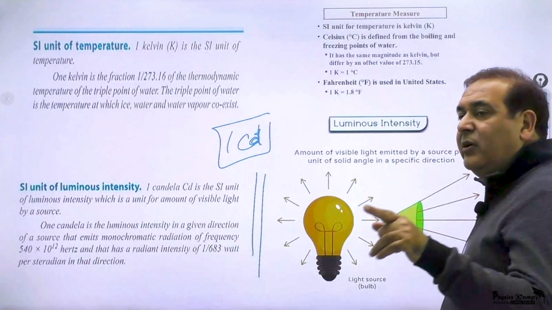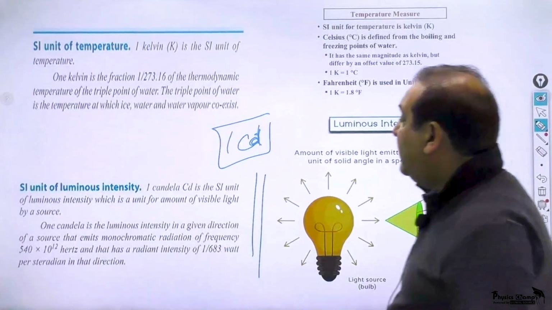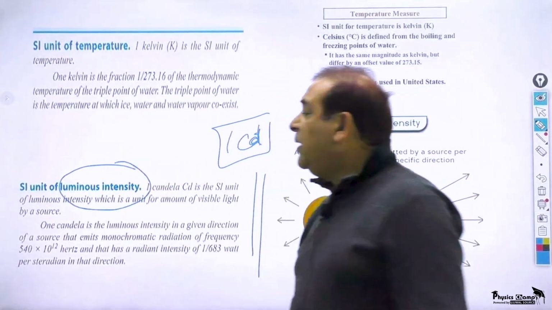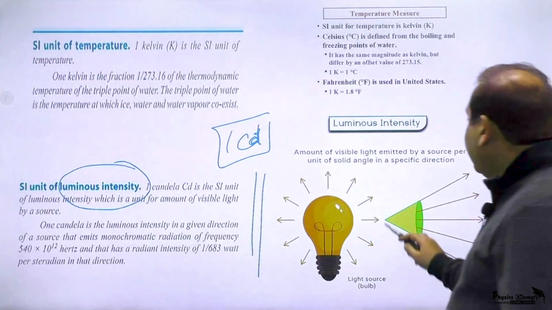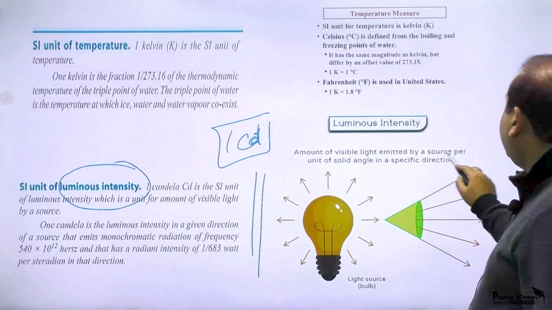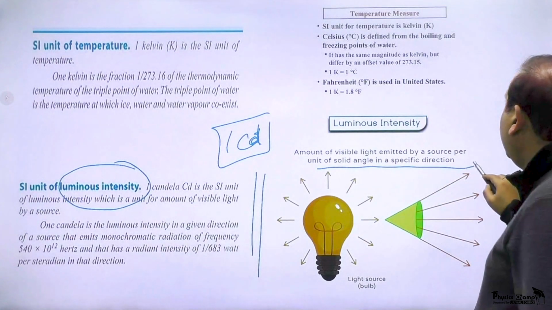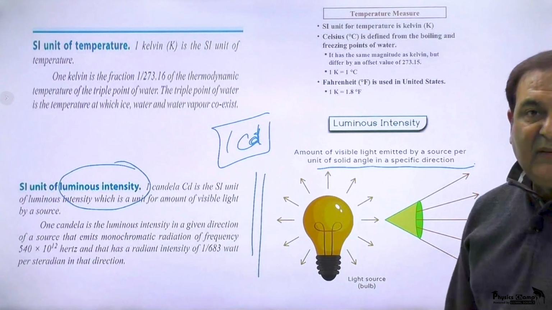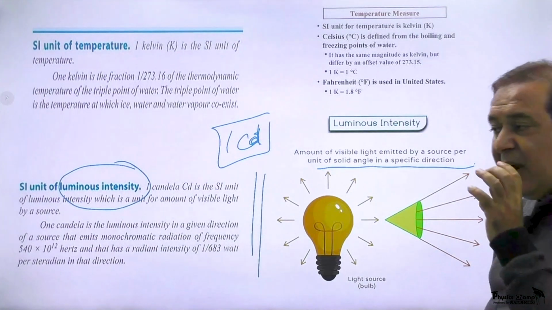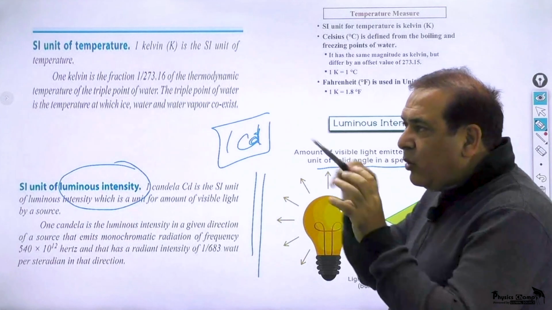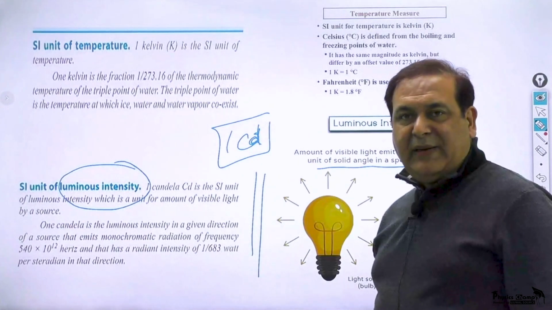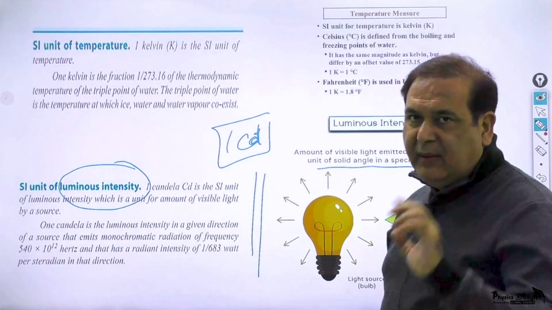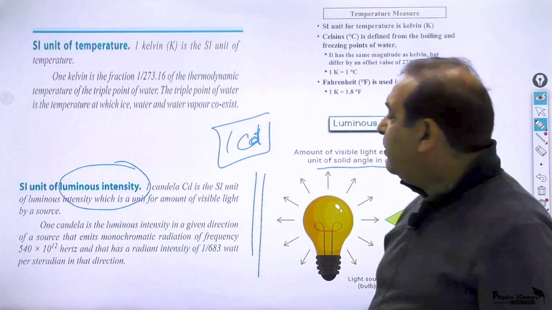Candela is the unit of visible light or luminous intensity. So 1 candela is the amount of visible light emitted by a source per unit solid angle in a specific direction. How much visible light a source emits per unit solid angle, that is the definition of luminous intensity.